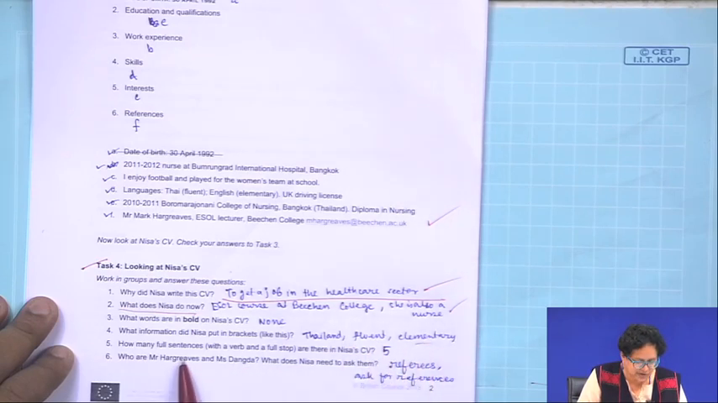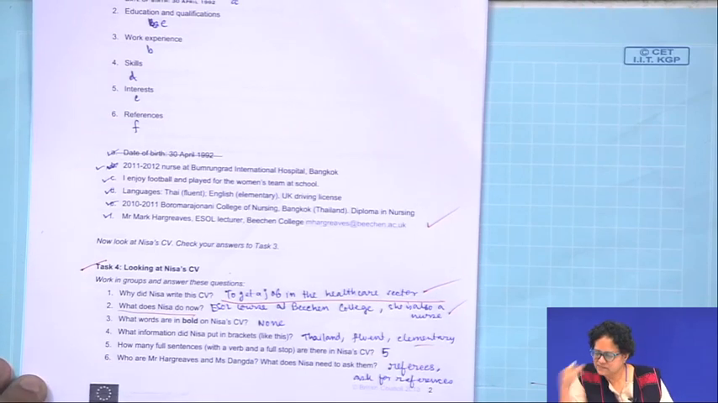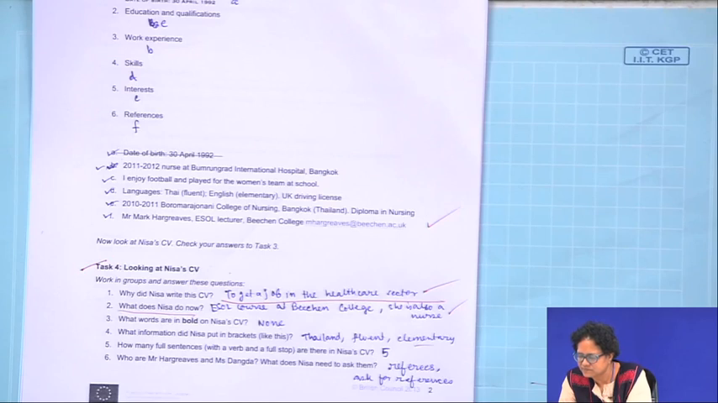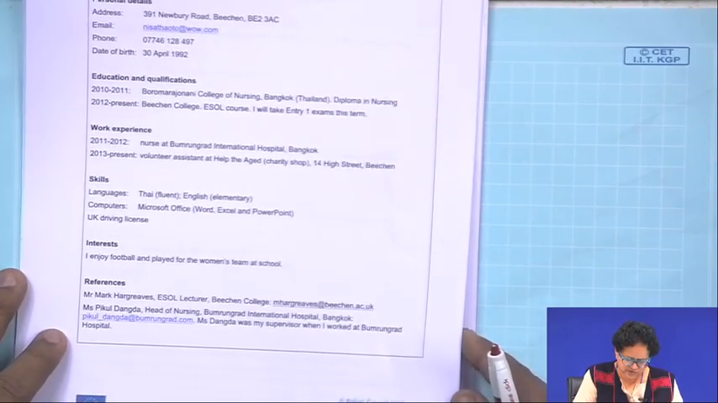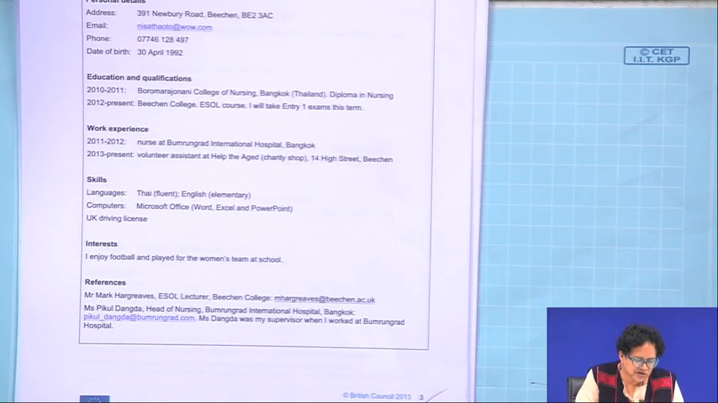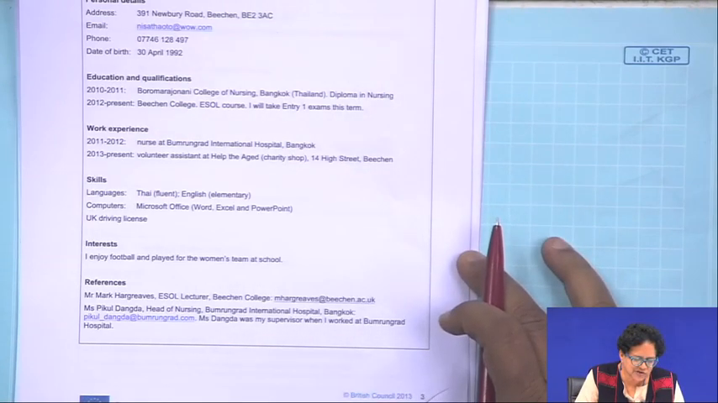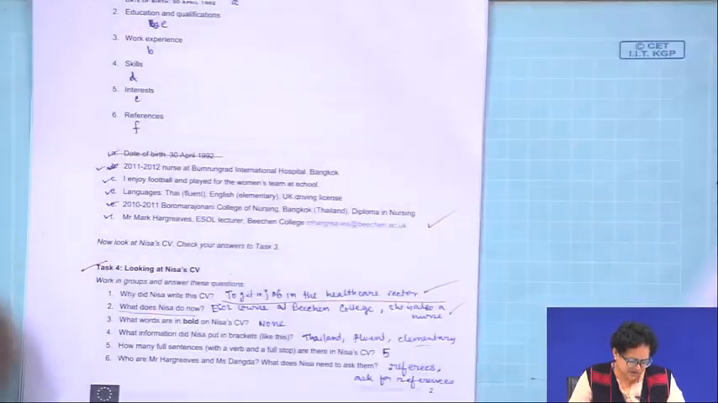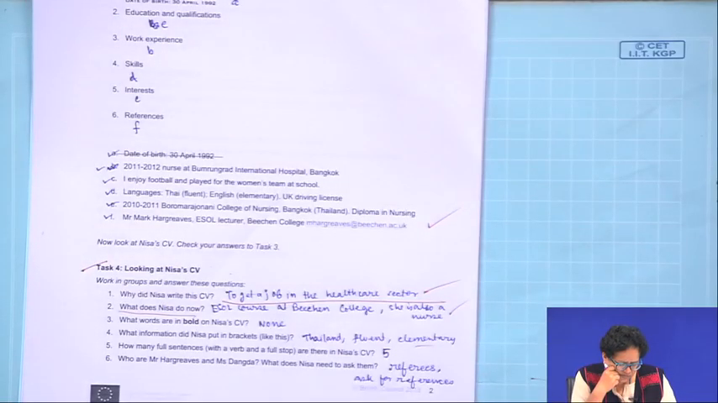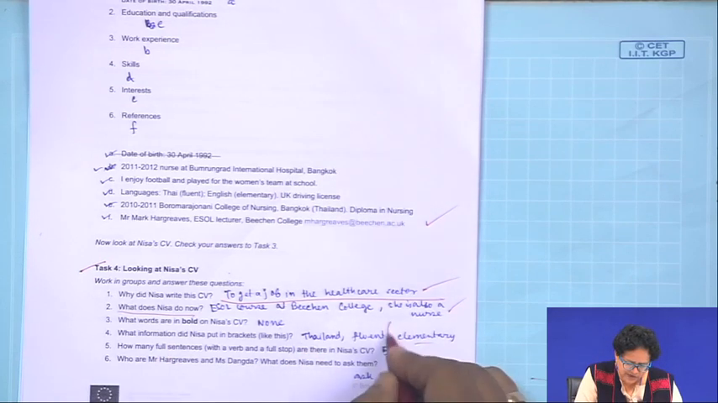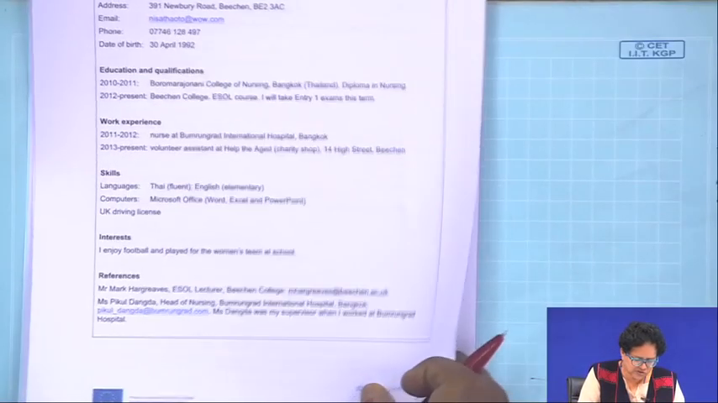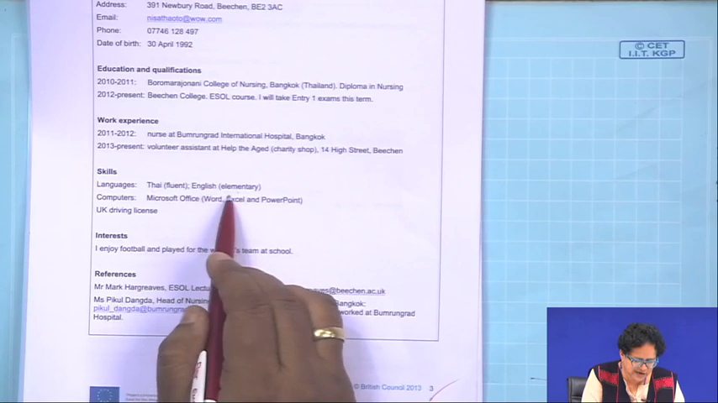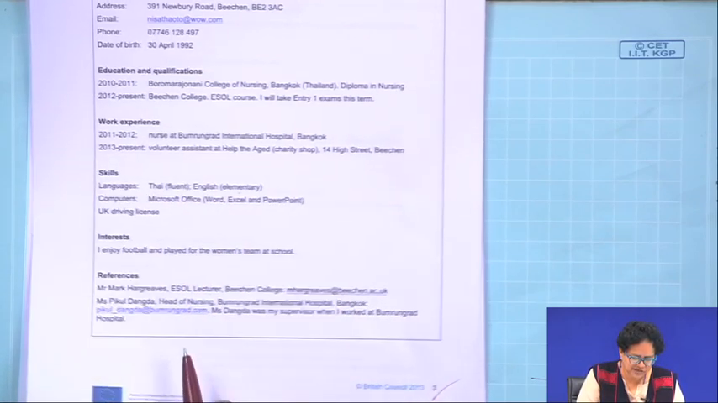Yes. Good. So basically, we can say that the tools on which she has worked and the proficiency level in the languages. So, you are referring to page 4? I'm referring to page 4, the CV. Sorry, I am also talking about page 3. In page 3, the complete information of Nisa's CV is provided, and based on that these questions. In question 4 it is asked what information did Nisa put in brackets. Should we only write these words or should we explain which language she is fluent in? She is fluent in Thai because that is her mother tongue, and in English she has an elementary knowledge or competency.